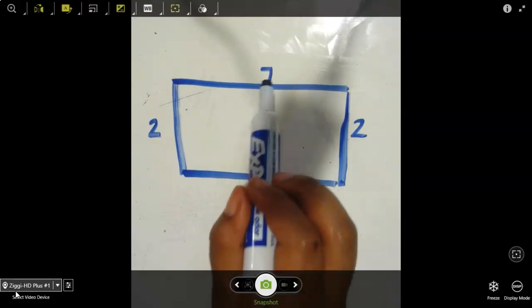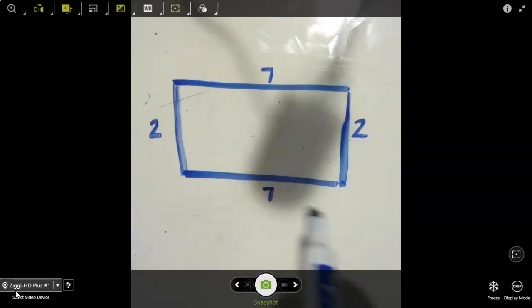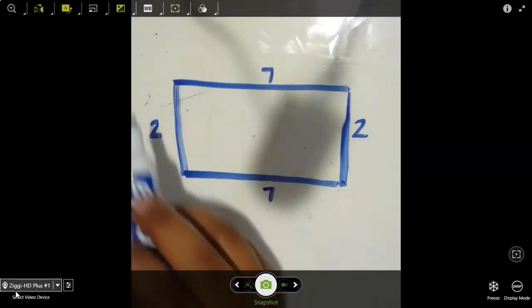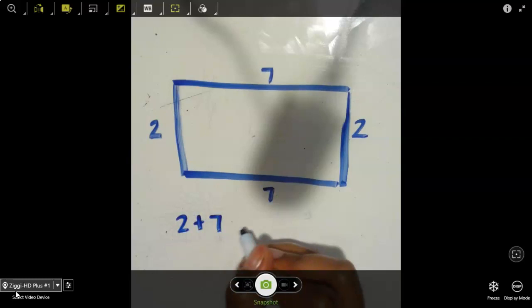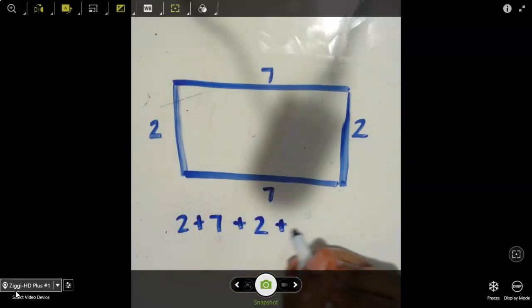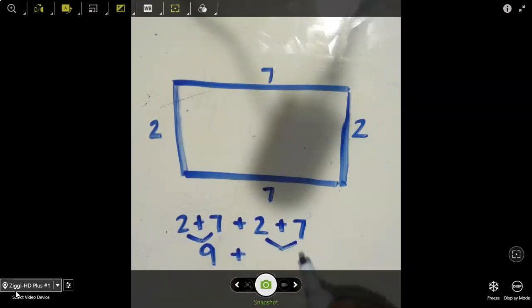Now that I have labeled all my sides, my widths and lengths, I am ready to add it all up together to find the perimeter. So 2 plus 7 plus 2 plus 7. Let me go ahead and group my numbers together. So 2 plus 7 is 9, plus 2 plus 7, which is 9. And again, look at that. It's 9 plus 9, which gives me 18. The perimeter of this shape is 18.